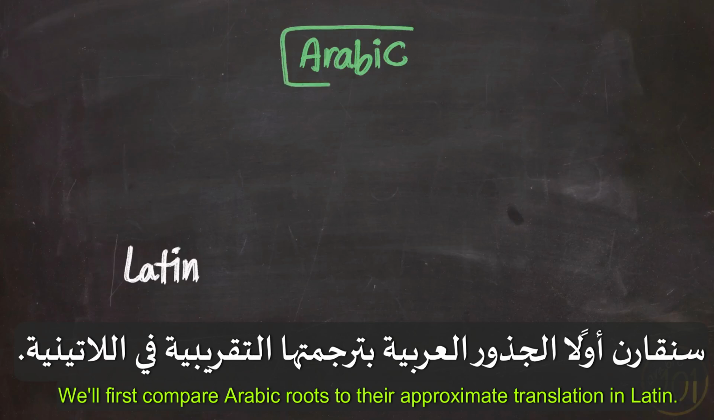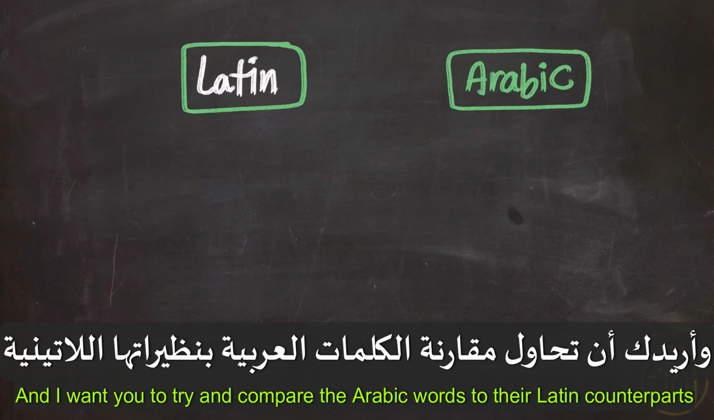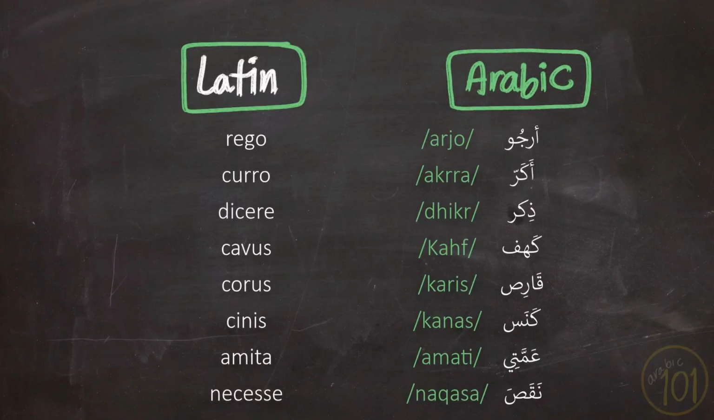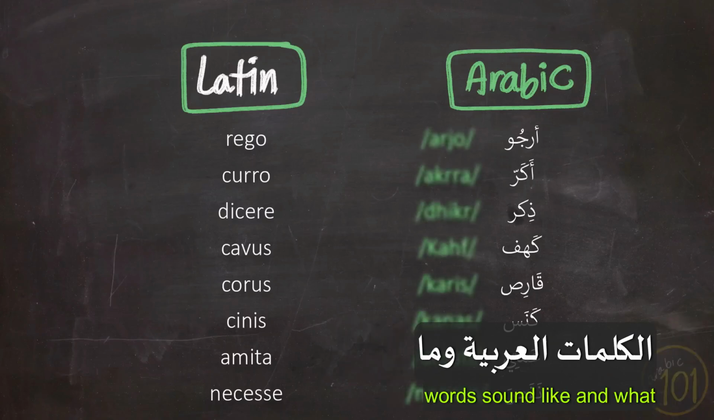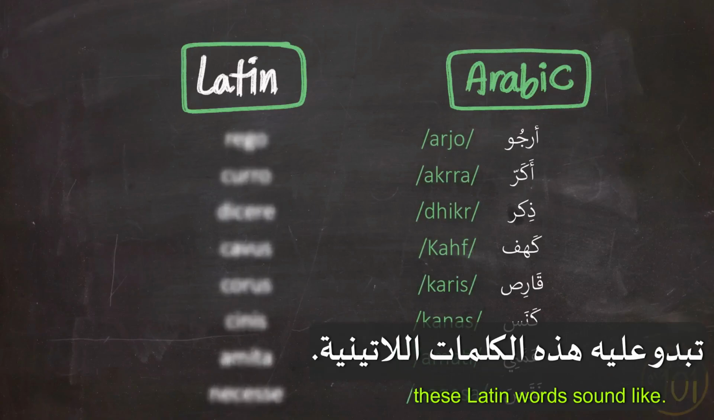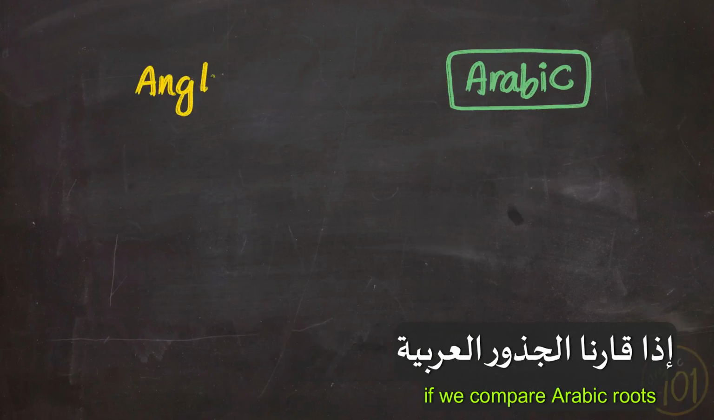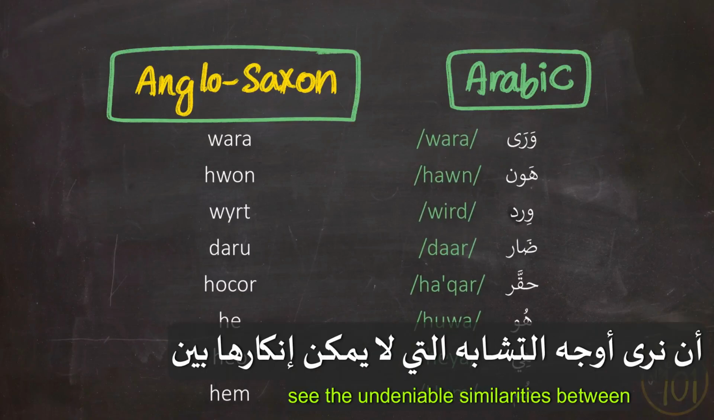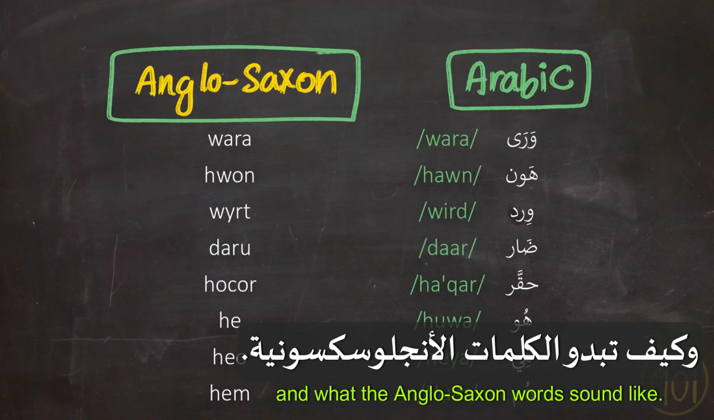We'll first compare Arabic roots to their approximate translation in Latin. And I want you to try and compare the Arabic words to their Latin counterparts in terms of how similar they sound. We can clearly see the similarities between what the Arabic words sound like and what these Latin words sound like. But it's even more interesting if we compare Arabic roots to Anglo-Saxon words. And here we can also see the undeniable similarities between how the Arabic words sound and what the Anglo-Saxon words sound like.